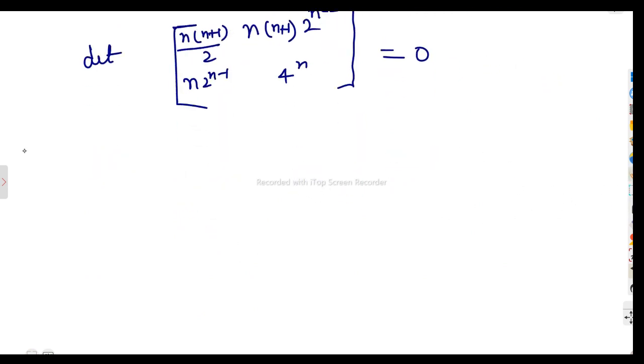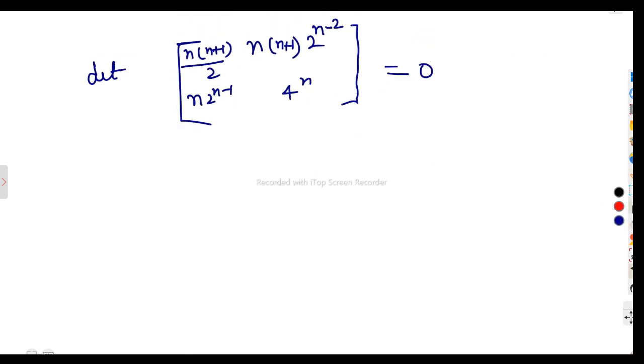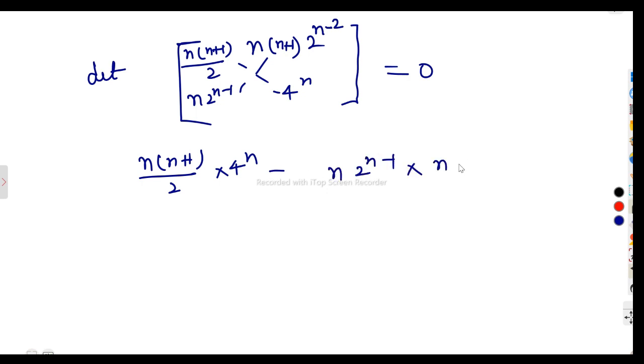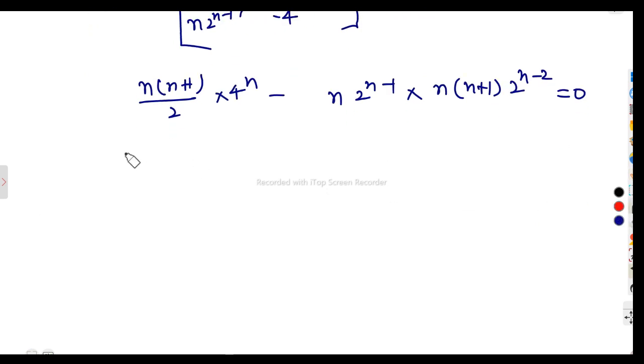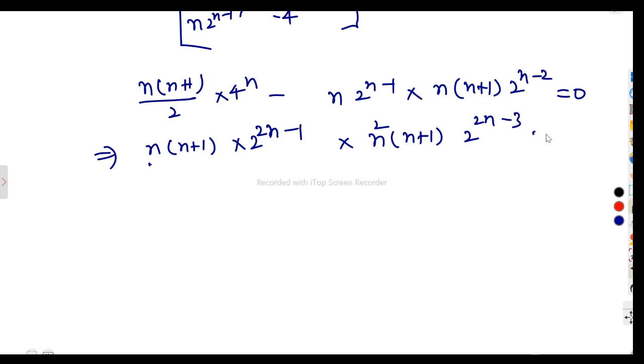The determinant of a 2 cross 2 square matrix is very simple. So we can obtain the determinant as n(n+1)/2 times 4^n minus n 2^(n-1) times n(n+1) 2^(n-2), which is equal to 0. This is n(n+1) 2^(2n) over 2, minus n squared (n+1) 2^(2n-3), equal to 0.